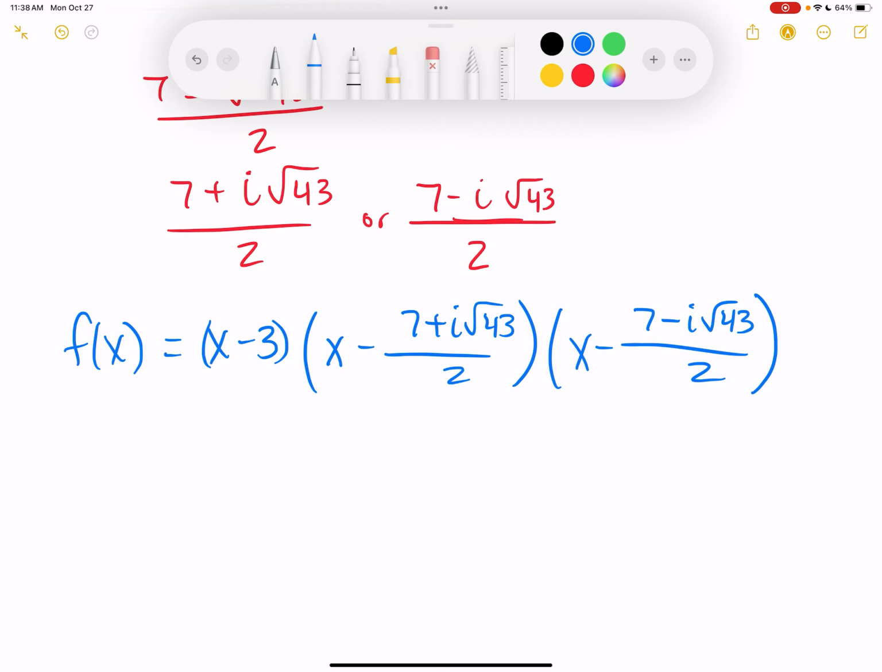Normally, they're not this weird looking, obviously. They normally are nicer. Like 3i or 4i or something like that. Not like 7 plus i root 43 over 2. Like, that's just kind of chaotic.